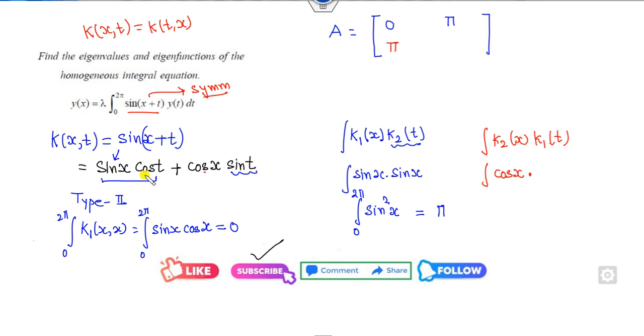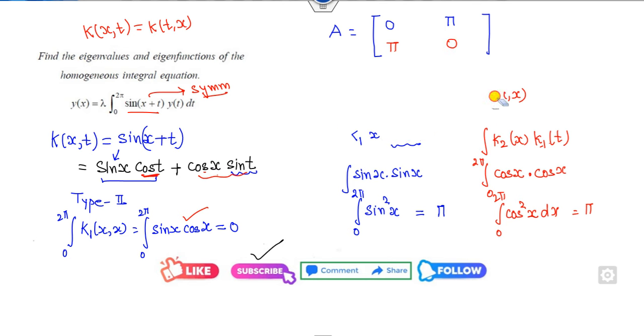What is k1 x? In terms of x, it is again cos x. So what is the integration of cos square? The integration of cos square from 0 to 2 pi is pi. Fine. The last one is k2 x comma x. So k2, by using the orthogonal property, it is 0.